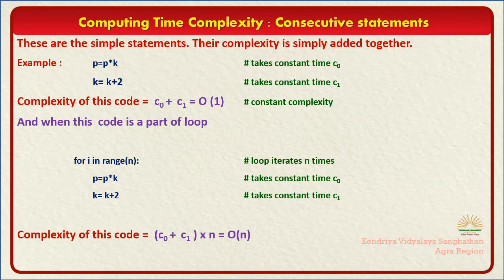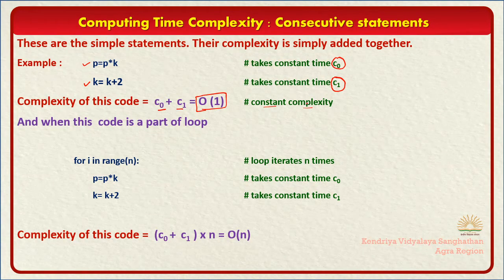Now it's time to learn how to calculate the complexity for consecutive statements. Consecutive statements means simple statements, not compound statements: single statements, one-liners. So there are two statements, P equals P into K and K equals K plus 2. These statements will take constant time, and this may be c0 and c1, and the complexity of this code will be the sum of the time of both statements. So this will be order of 1. It will be a constant complexity since no loops are involved.